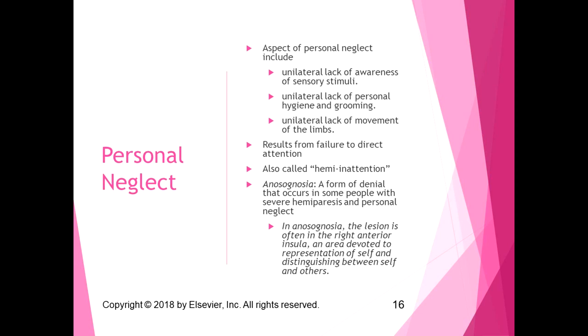Anosognosia is a form of denial that occurs in some people with severe hemiparesis and personal neglect. The lesion is often in the right anterior insula, which is an area that's devoted to the representation of self and distinguishing between self and others. So they look down and see their hemiparetic hand, and they don't identify it as part of themselves. So really kind of interesting.